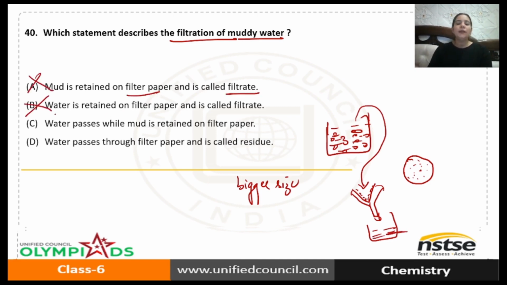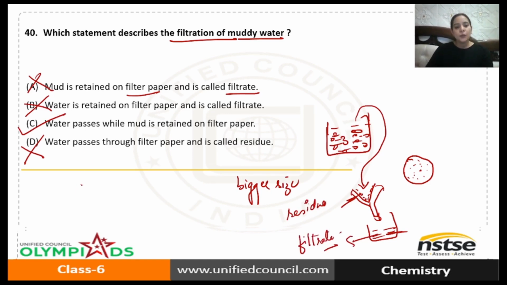No, water cannot be retained. It passes through filter paper. Water passes while mud is retained on the filter paper. Correct. Water passes through filter paper and it's called residue. No. Residue is something which sticks to the filter paper. So that which sticks to the filter paper is residue, and the substance which passes through it is called filtrate.